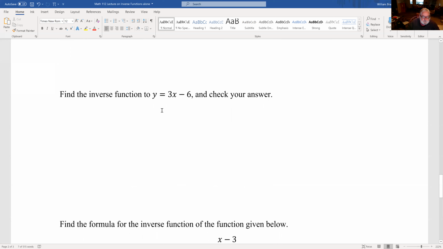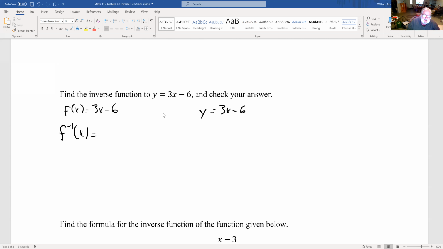So y equals 3x minus 6. What's the inverse function? So what we have is f of x equals 3x minus 6. We want to find out what f inverse of x is equal to. Well, we've got y equals 3x minus 6. So switch the x and the y, and then solve for y. So subtract a 6 from both sides, and then divide both sides by 3.